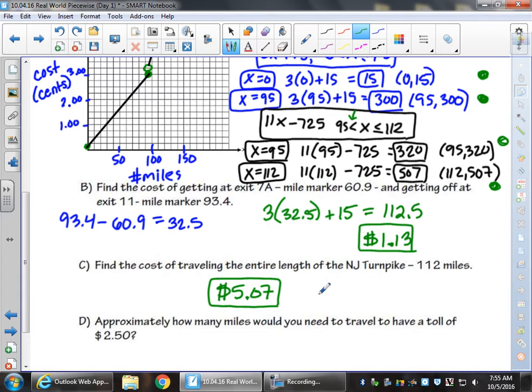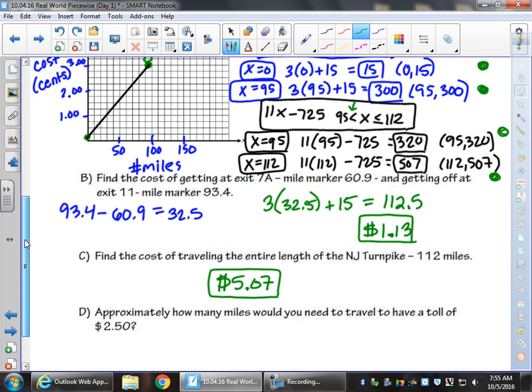So we can be strategic and utilize work we've already accomplished. Now, worst case, if you didn't see that you had already done it, that's okay, right? Do it again. You're still going to get 507. Nice job. Approximately how many miles would you need to travel to have a toll of $2.50?